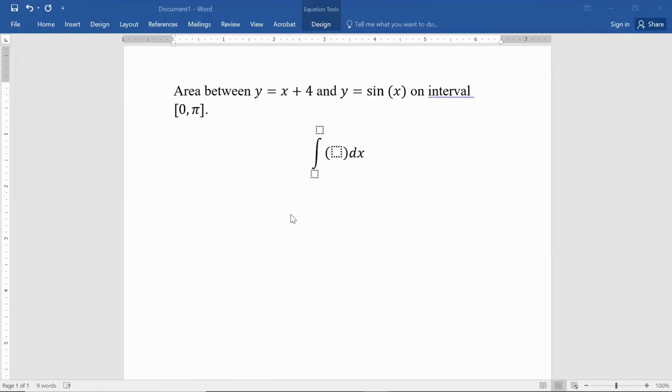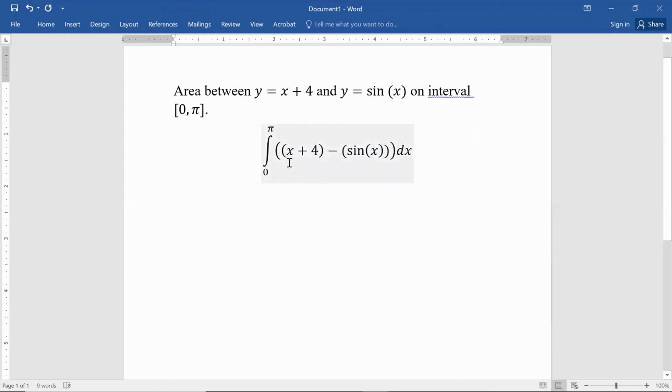Now we're going to set up our integration. We know we're doing the interval from 0 to pi. By the way, I think I've said this a number of times, but make sure that when you're dealing with trig functions like sine, you're in radian mode as your default. Because y equals x plus 4 is on top, I am going to start with that. Because sine of x is on bottom, I'm going to end with that. So we get integrating x plus 4 minus sine x with respect to x from 0 to pi.